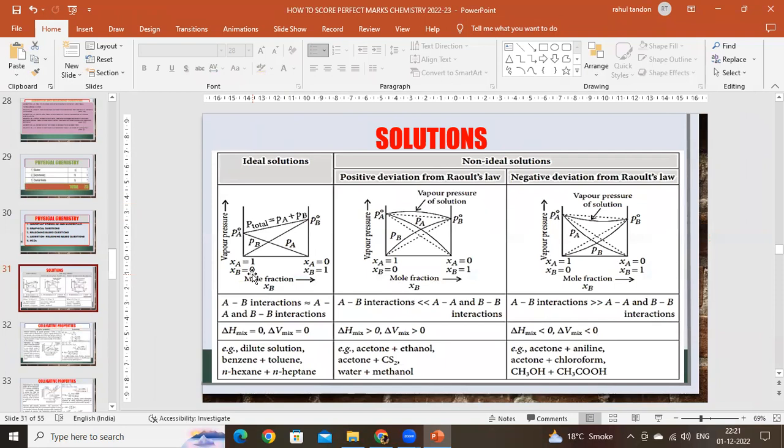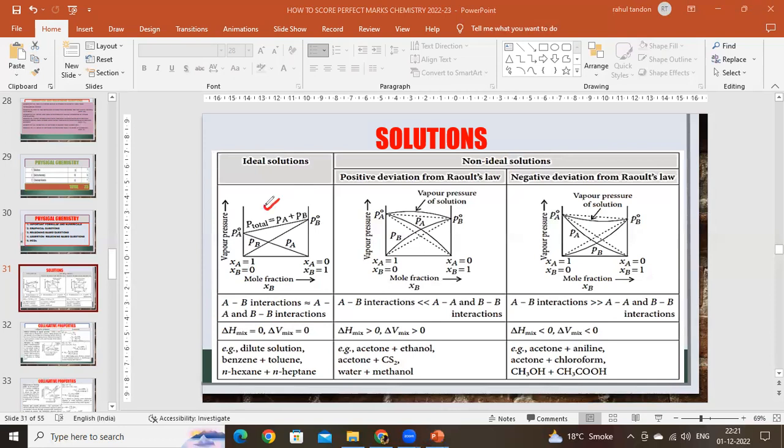This is the solutions chapter, where for the last 3 years one question has continuously been asked: the difference between an ideal and a non-ideal solution. Of course, the positive and negative deviation is also being asked, but the most important, as I said, is the difference between an ideal and a non-ideal solution.